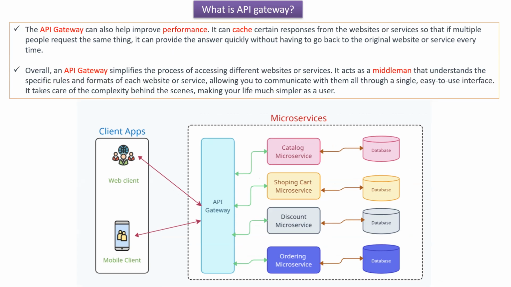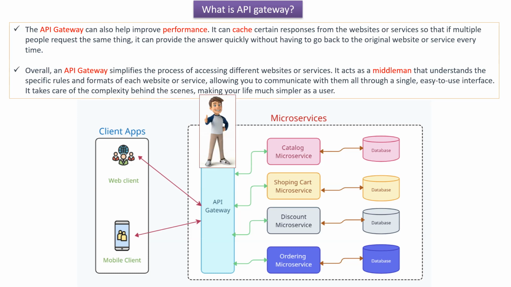The API gateway can help to improve the performance. The API gateway can cache certain responses from the websites or services so that if multiple people request the same thing, the API gateway can provide the answer quickly without having to go back to the original website or service every time. And overall, the API gateway simplifies the process of accessing different websites or services.